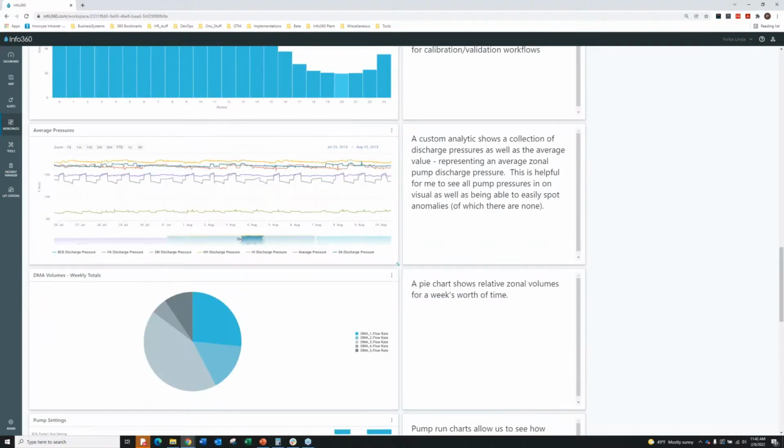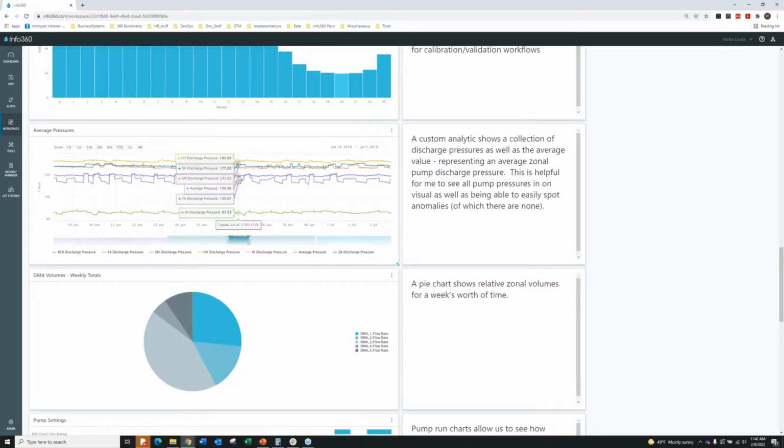This is an average analytic. What I have here is a collection of discharge pressures, and this purple line here is my average pressure. The good news about this is there are no big disruptions or bad areas. All of my pumps are operating pretty normally, but this just allows me to see how each of them relates to average pump discharge pressures within or across zones.